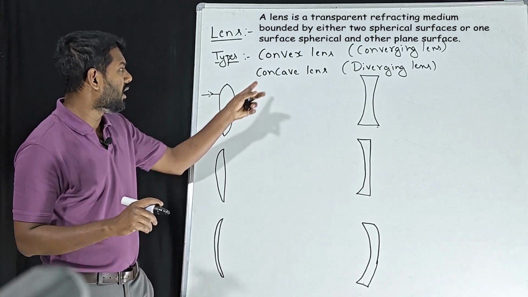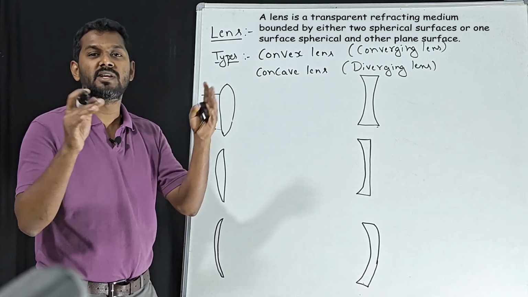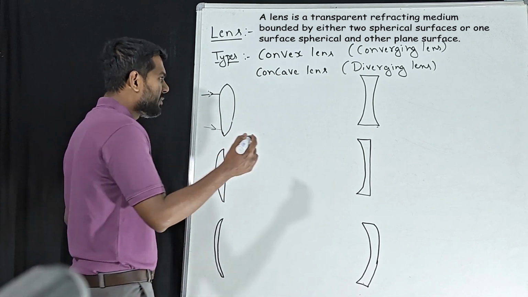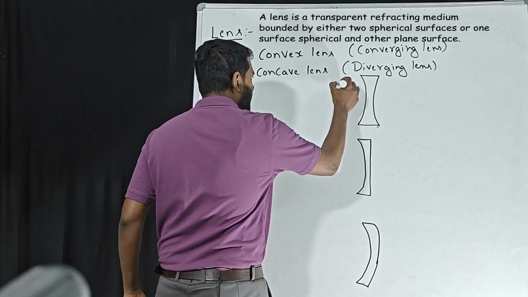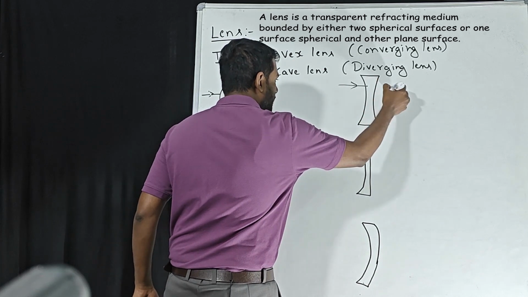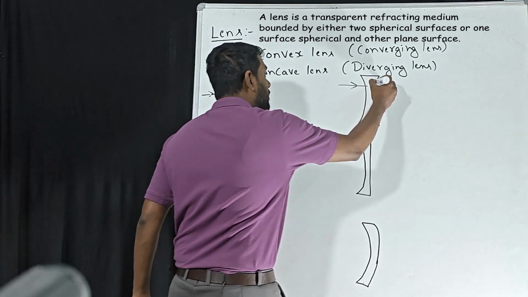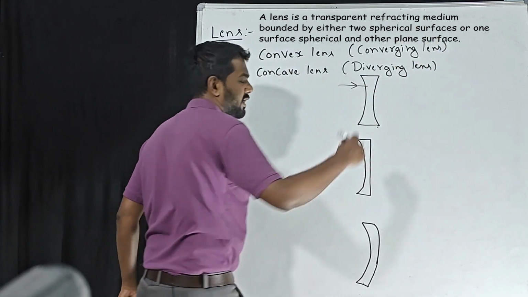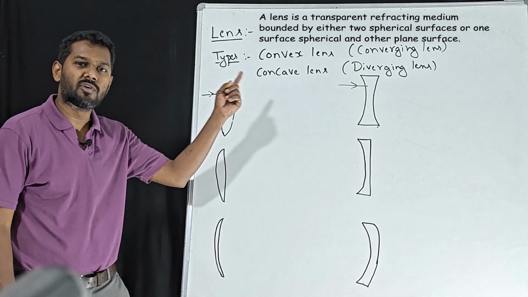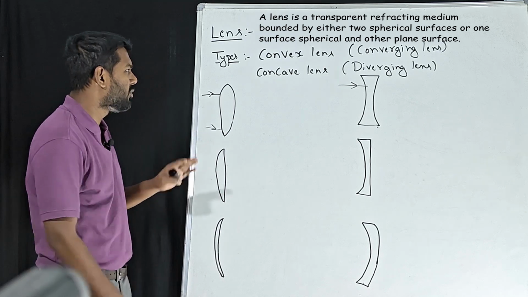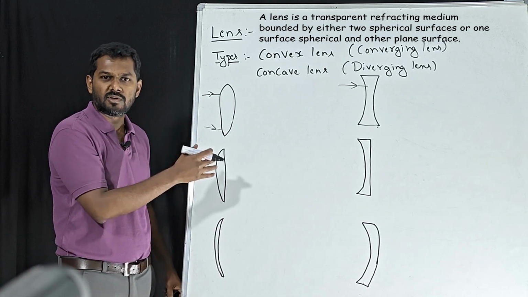Next, concave lenses are called diverging lenses. Diverging means that if you send a light ray somewhere here, instead of coming towards the midpoint, it goes away. This is the meaning of converging and diverging. That's it. Don't worry much about converging and diverging.